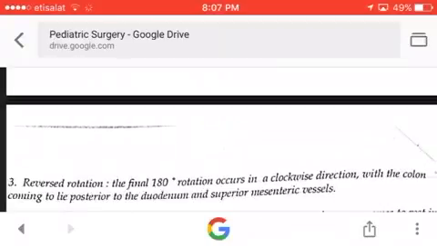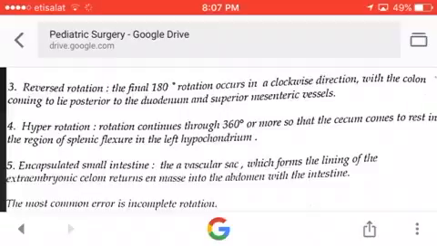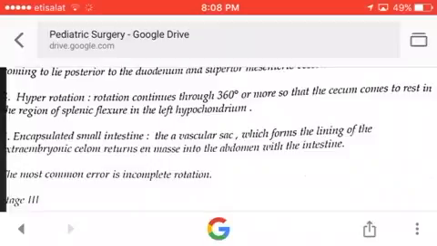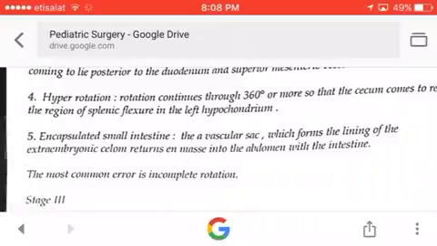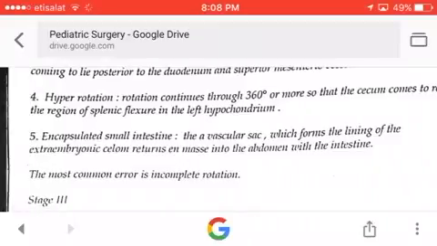Reversed rotation. The final 180 degree rotation occurs in the clockwise direction, with the colon coming to lie posterior to the duodenum and superior mesenteric vessels. Hyperrotation. Rotation continues through 360 degrees or more, so that the cecum comes to rest in the region of the splenic flexure in the left hypochondrium.